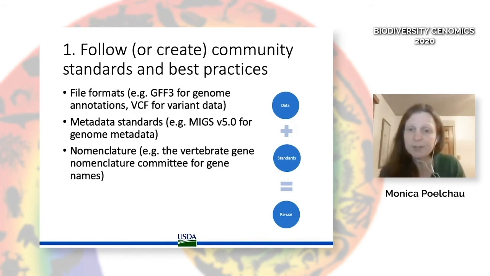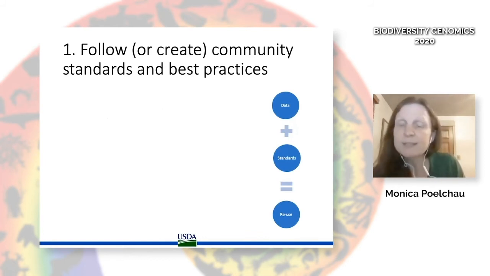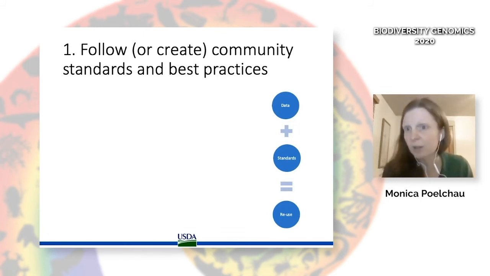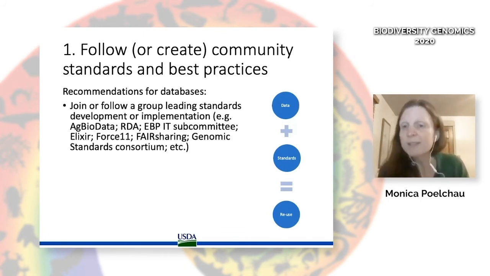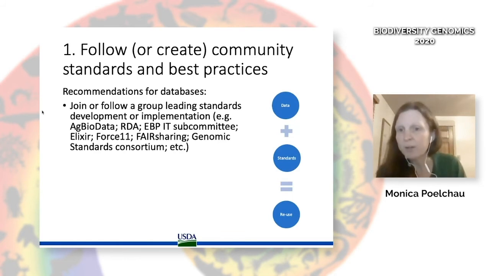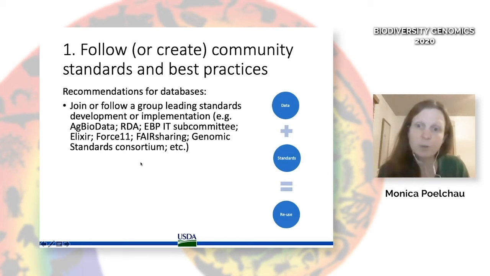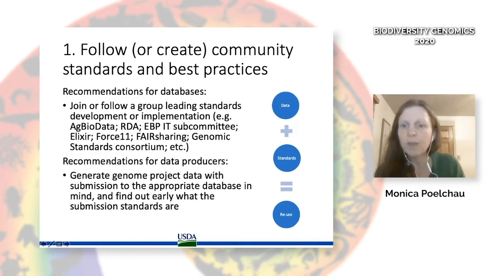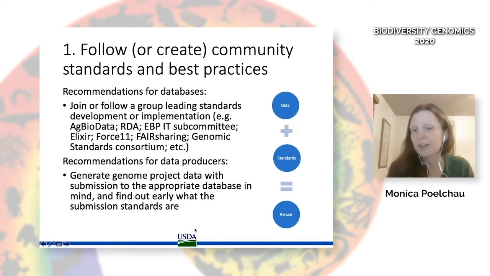Now, these sound like very straightforward things to adopt. In our experience, it's actually challenging to adopt all of them and do that well. So our basic recommendation for databases on this front is to join or follow a group that leads standards development or implementation. One example here is AgBioData. I list a number here. At the end of this talk, I'll have a slide that will show links and resources to all of the recommendations that I post here for your reference, and you should be able to access these later. For data producers, we recommend that you generate genome project data with submission to the appropriate database in mind and find out early what the submission standards are.